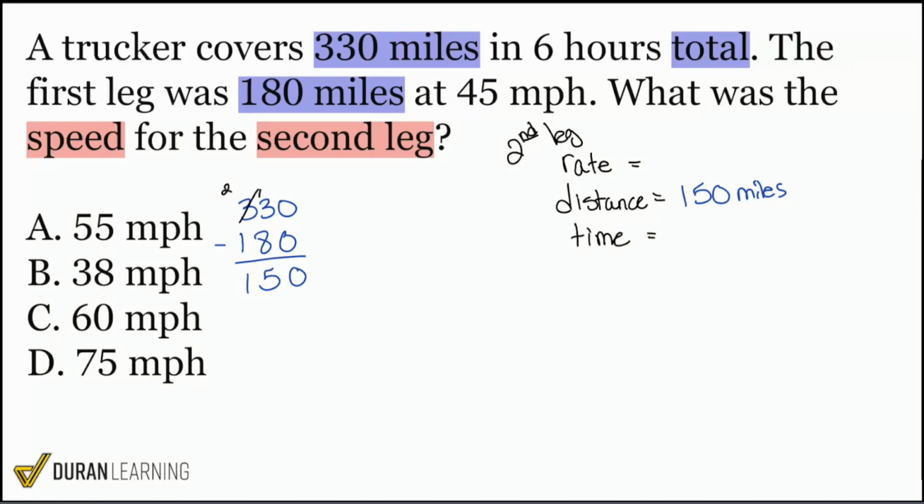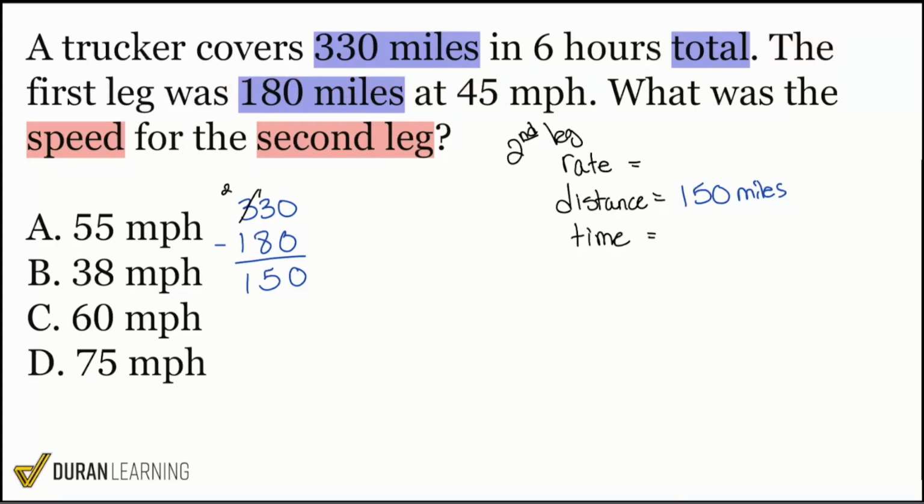One step closer. Everybody remember your goal. It is the rate for the second leg. I still need to place the time here. If I can place the time for the second leg here, I'm good. The problem is I have the total time here, and I don't have the time for the first leg, but I can actually figure it out.